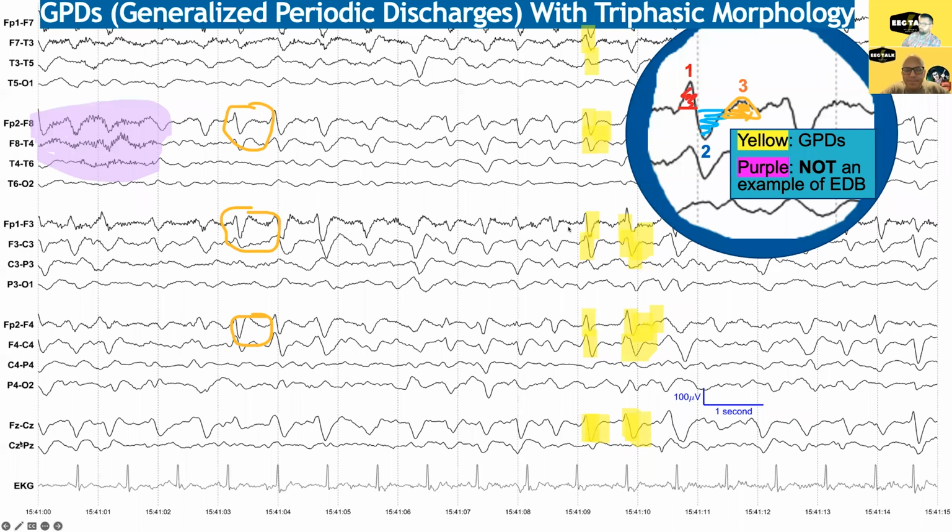So let's look at this big boy here. So I think they're the same GPDs as you just taught us. So they're generalized, they're sharp probably here, not spiky, sharp. They're discharges, they're more in the front, they're periodic, there's more than 6. But if you imagine a line here in the middle, they cross the midline 1, 2, 3 times, so 3 phases, right? Yeah. So they're triphasic morphology. Cool. GPDs with triphasic morphology.